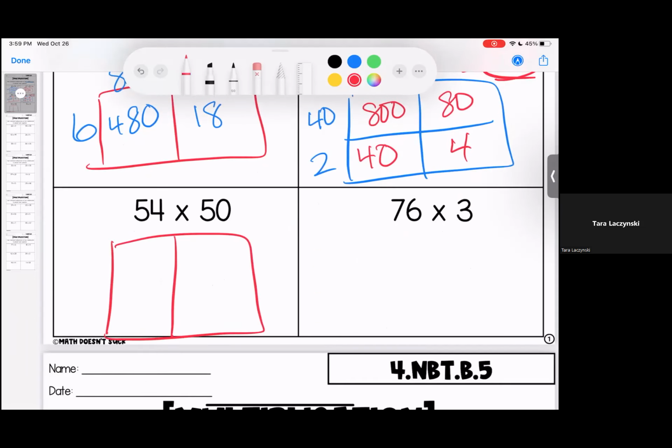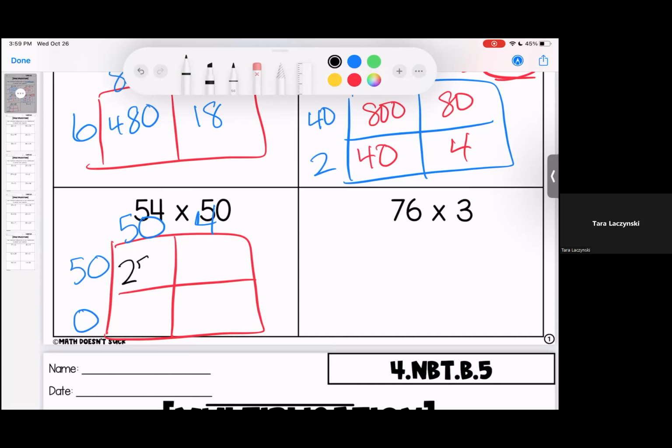Again, 2 digits, 2 digits, 2 boxes. We have 50 and 4, 50 and 0. So you're going to notice with these, because of the 0, that last box is a little less important, but I do want you to practice setting it up correctly, even though we don't technically need that.